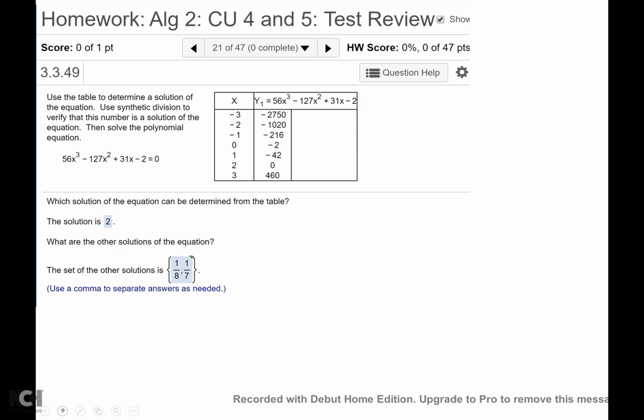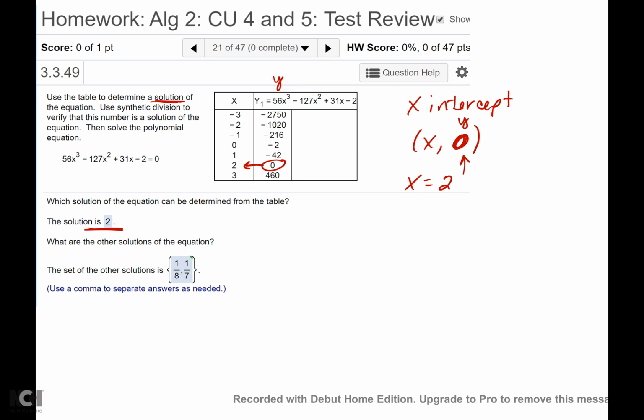Use the table to determine the solution of the equation. Use synthetic division to verify that this number is a solution of the equation. Then solve the polynomial equation. Anytime you're looking for a solution, you're looking for an x-intercept. And you get x-intercepts when y is 0. So I'm looking for 0 in the y column, which is right there, which means that x equals 2 is a solution. Okay, so which solution can be determined from the table?